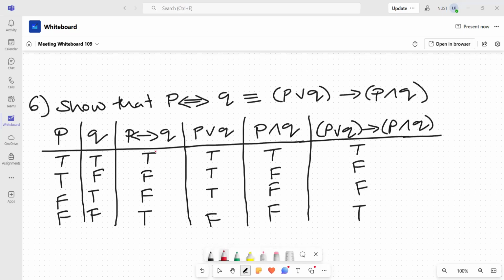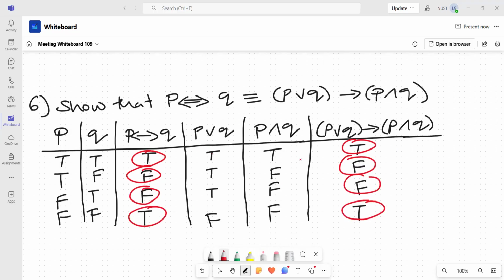So now we compare. Here it's true, there it's true. False, false, false there, false there, true and true. So we can conclude that because they have the same truth table, then they are logically equivalent.